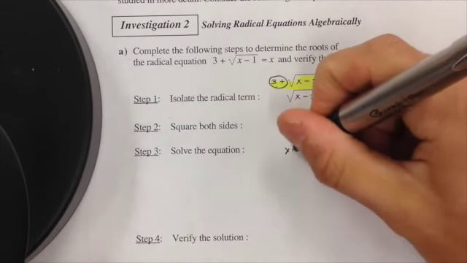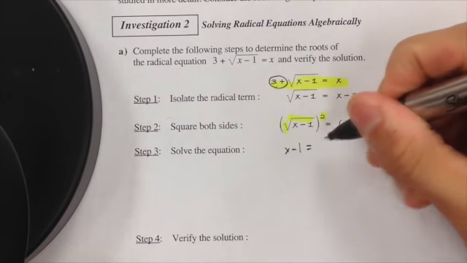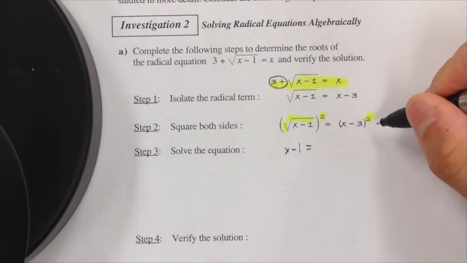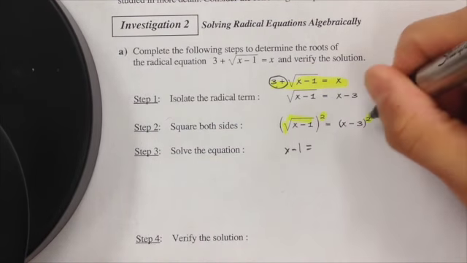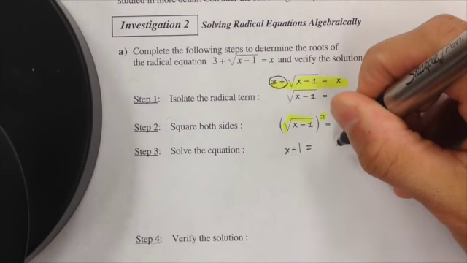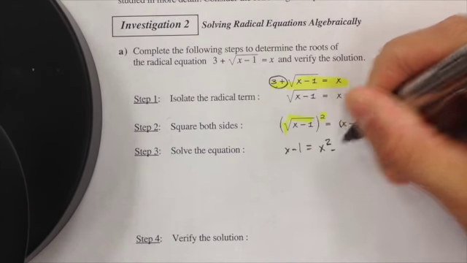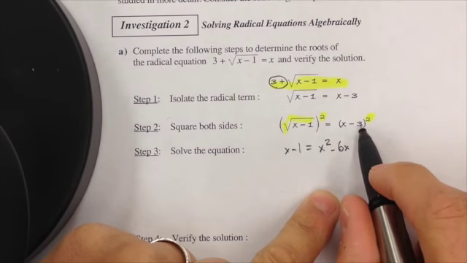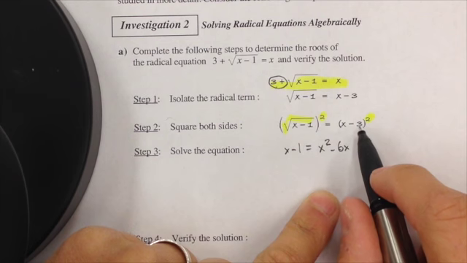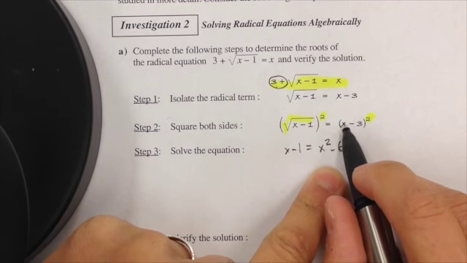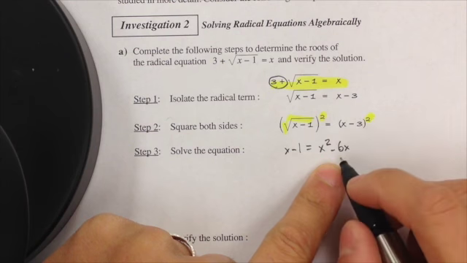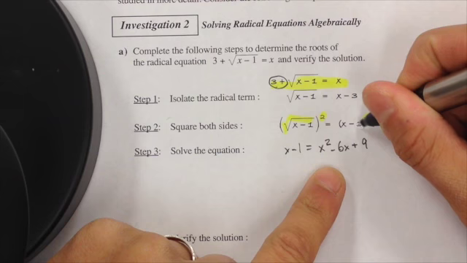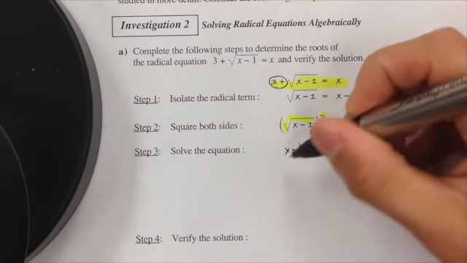So we're left with x minus 1. And if we square x minus 3, notice that you'll be left with a perfect square. You'll be left with x squared minus 6x, because remember you take your two terms and multiply them together. So 3 times x will give you 3x, and then multiplied by 2 will give you 6x, plus 9, because negative 3 times negative 3 is going to be positive 9.